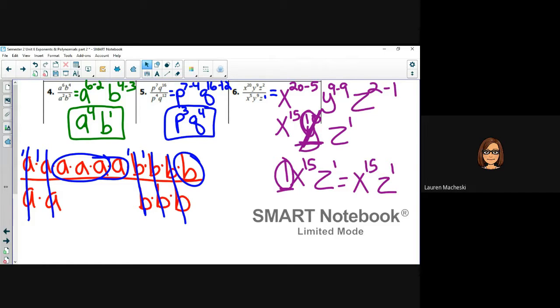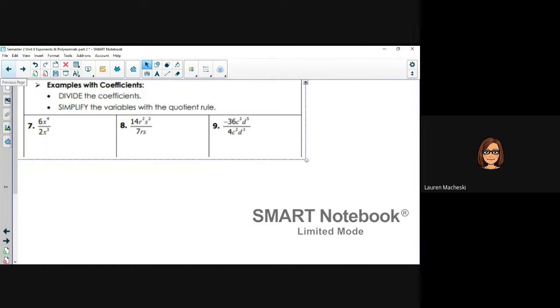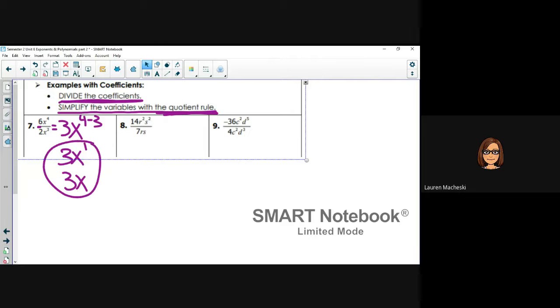All right, let's get a little harder. Let's throw some coefficients in there. If I throw some coefficients in there, you're going to divide the coefficients just like you would normally. And then you're going to simplify the variables using the quotient rule. So the coefficients get divided like normal. 6 divided by 2 is 3. X to the 4th divided by x to the 3rd. I subtract those exponents, and that gives me 3x to the 1st, or just 3x. Either way is acceptable.